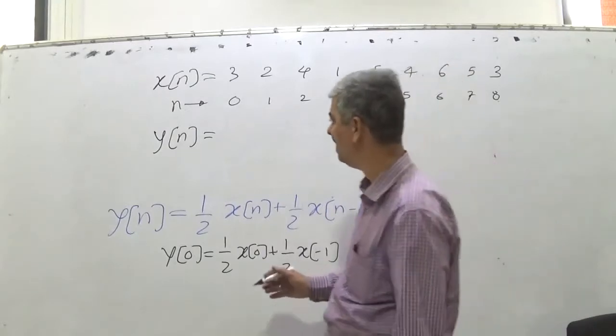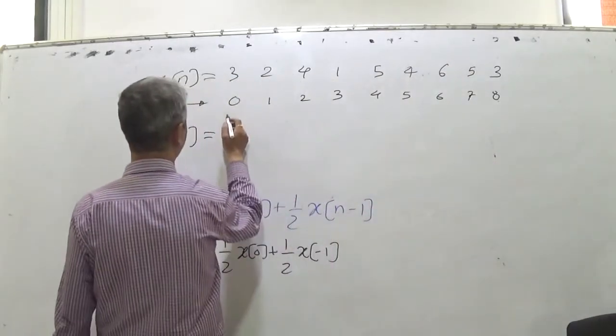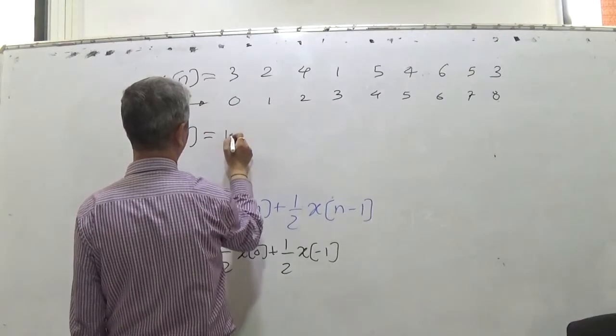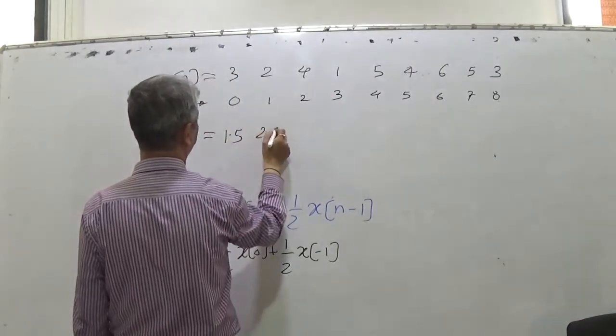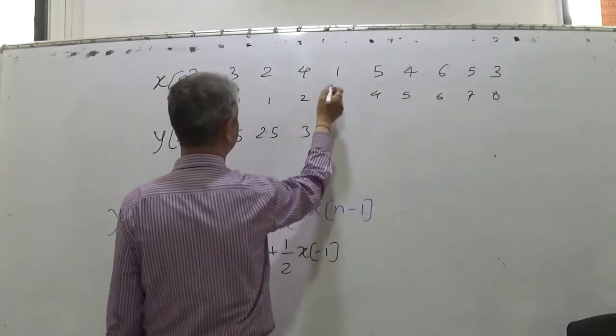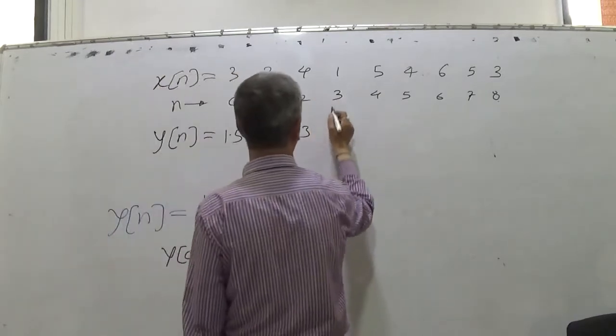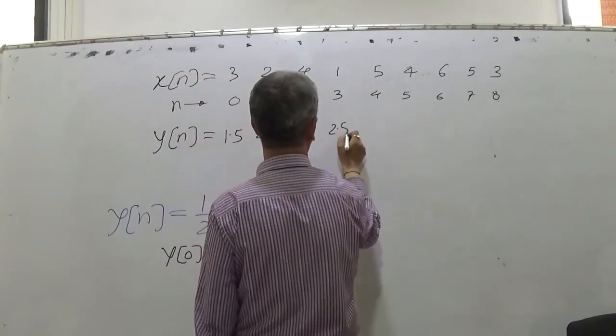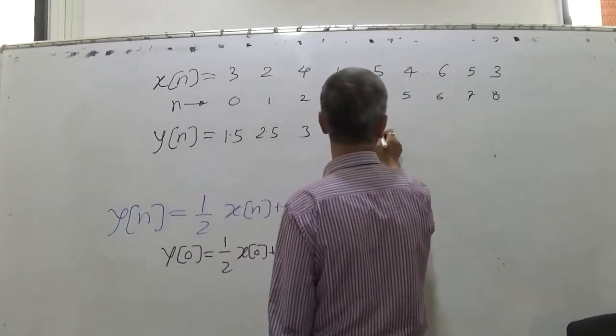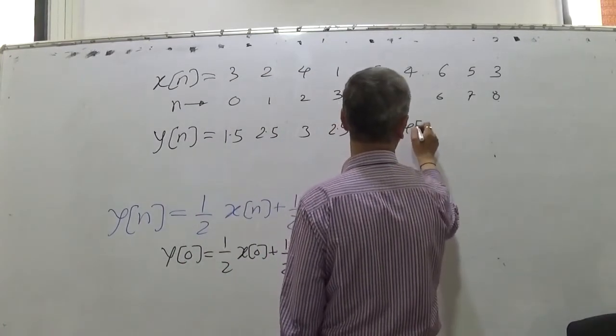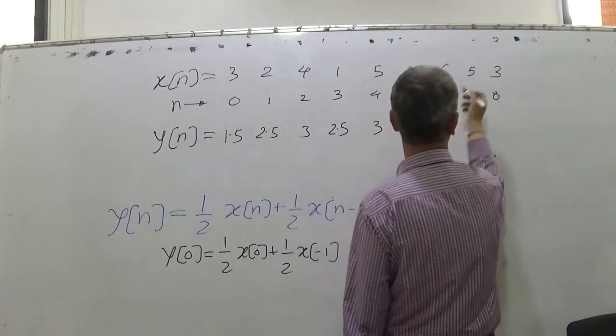So in that case, what is yn? Yn is the average of 3 and 0, 1.5. What is this? This is 2.5. What is this? It is 3. What is this? It is 1 and 4, 2.5. What is this? It is 3. I think it's very simple. I am just, what is this?